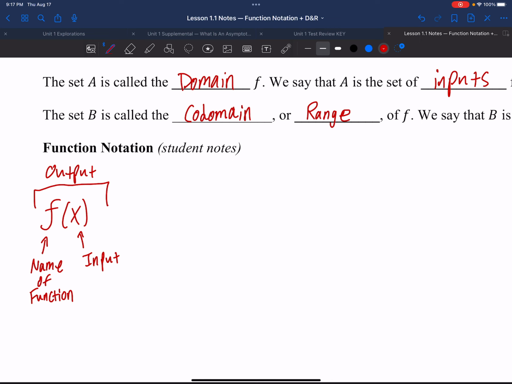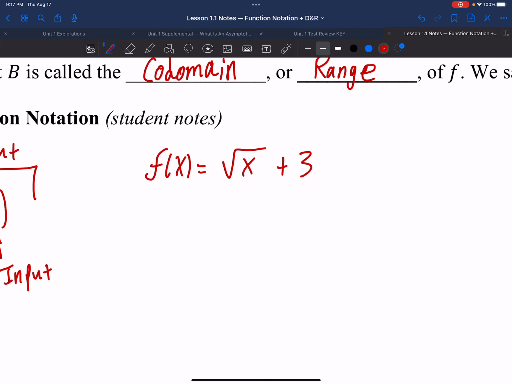Anyway, so let's look at a few examples of function notation. Here's the one I did in class. I said f of x is the square root of x plus 3. I have defined this to be a function. And if I want to be really formal, I would say let f be a function such that f of x is equal to the square root of x plus 3. But I'm not going to write that here. That would take just too much time.